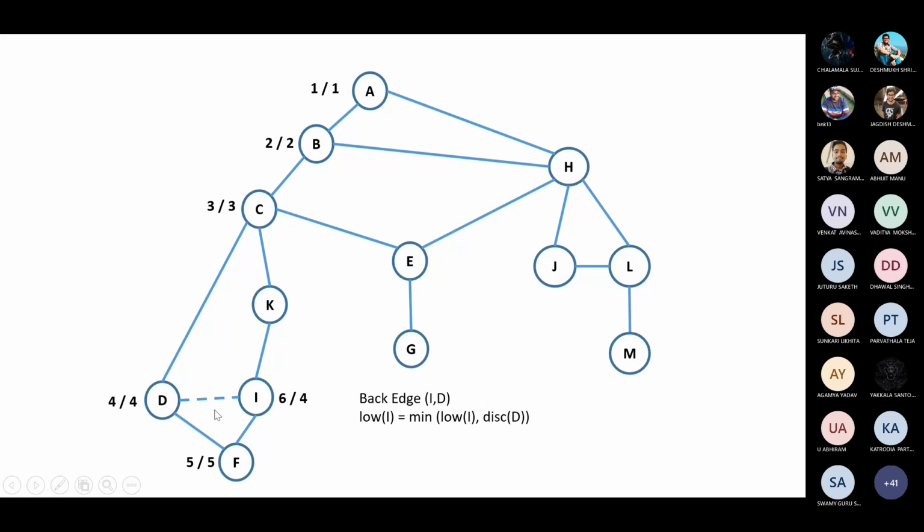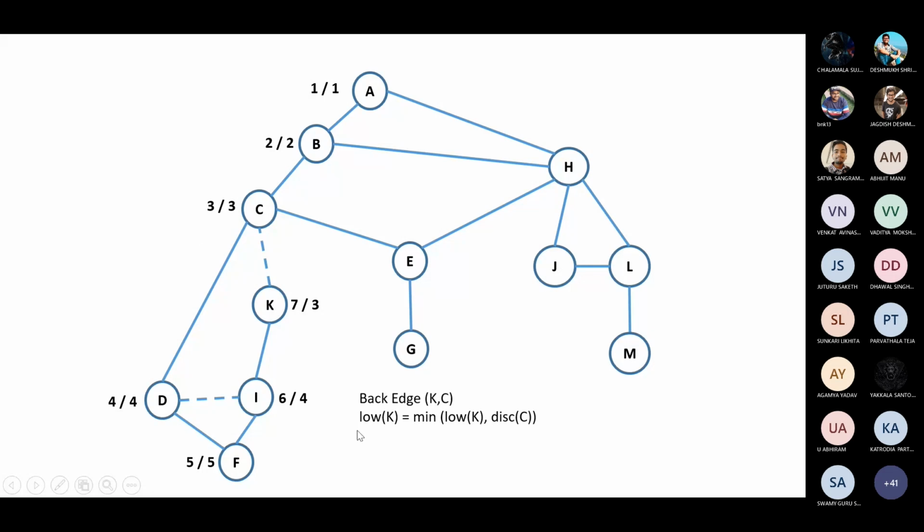Okay. Now again it goes to K. It is 7, 7. Then KC is a back edge. Since KC is a back edge, the low value of K will be updated to 3, because it is the minimum of the discovery of C and the low value of K. Okay, so KC is a back edge. So low of K is basically the minimum of low of K, that was 7 earlier, and discovery of C, that is 3.